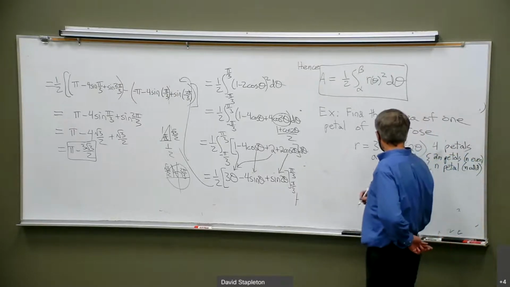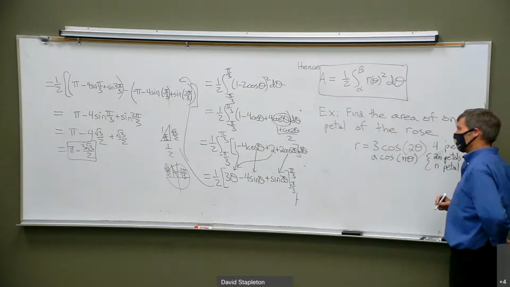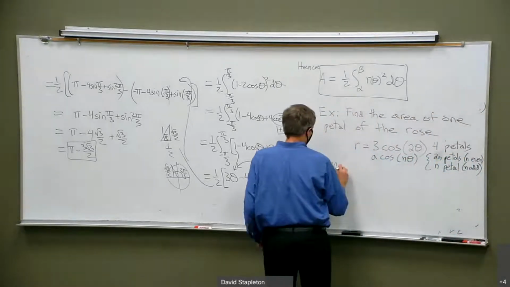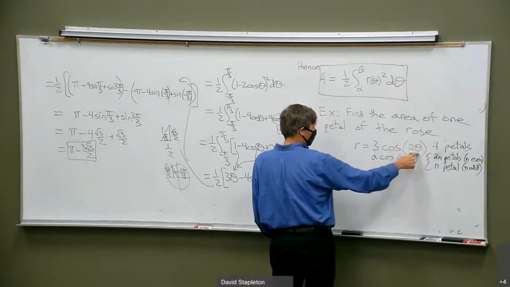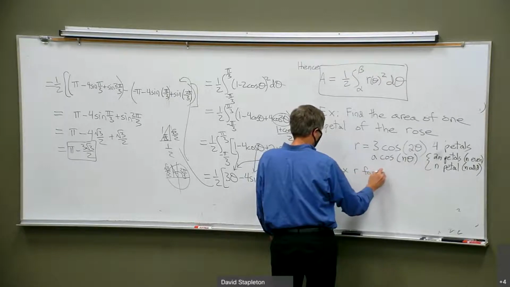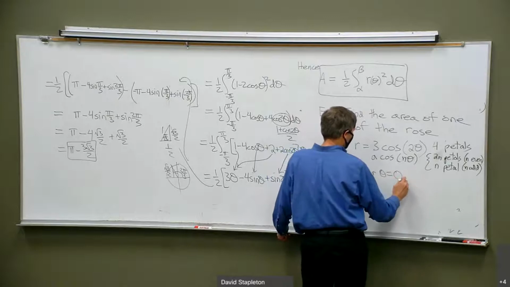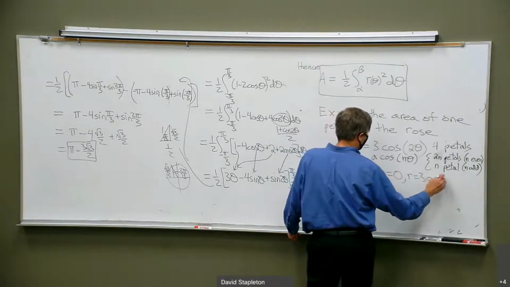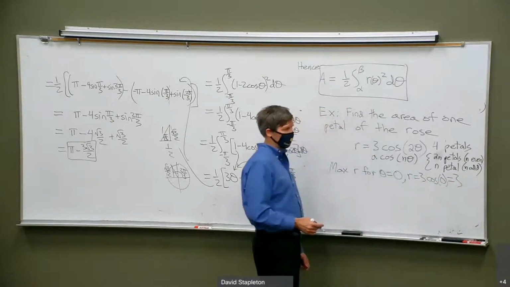How do I find where a petal begins and ends? Well, you might ask what makes r maximum. The maximum radius is when cosine is equal to 1, which works when theta equals 0. Then r equals 3 cosine 0, which is 3. So that's the maximum petal length, right in the middle of a petal.